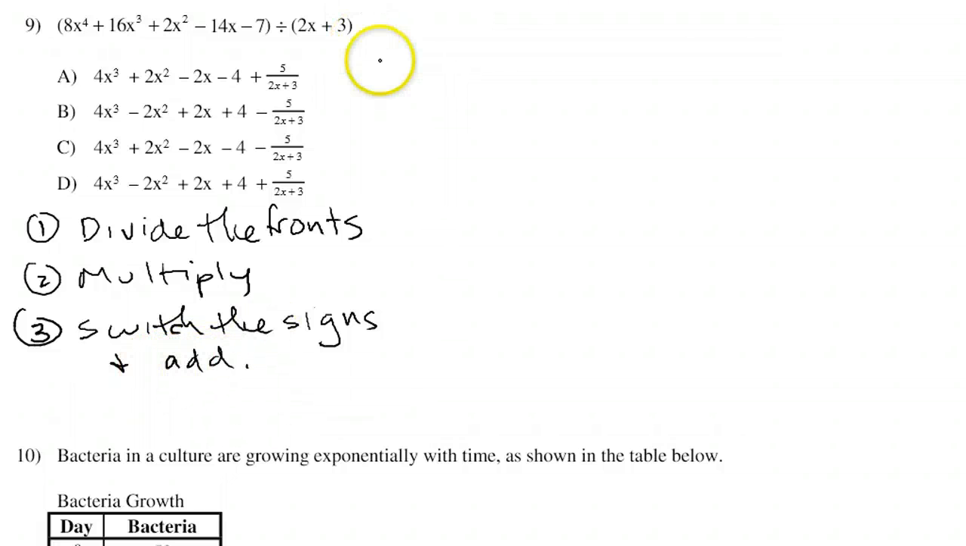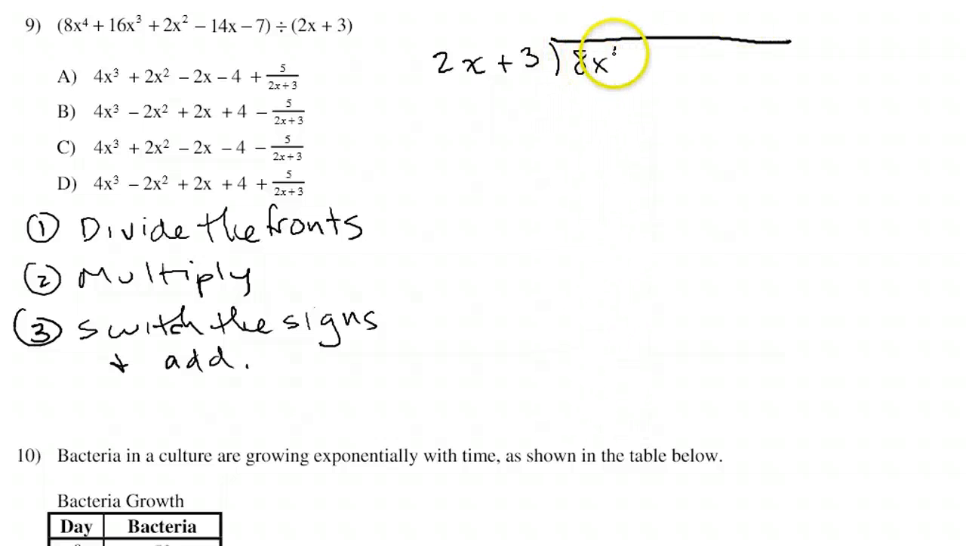So let's just set this up as a long division problem. We have 2x plus 3 on the outside, and inside we'll put the 8x to the 4th plus 16x to the 3rd plus 2x squared minus 14x minus 7.